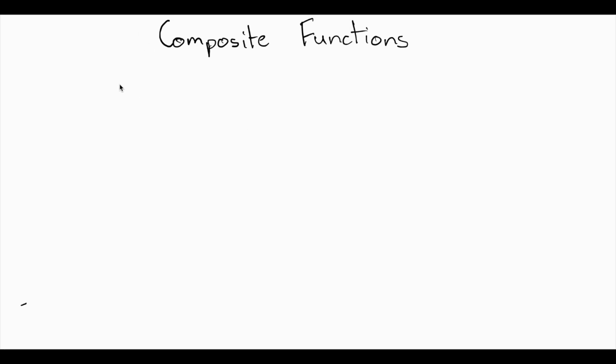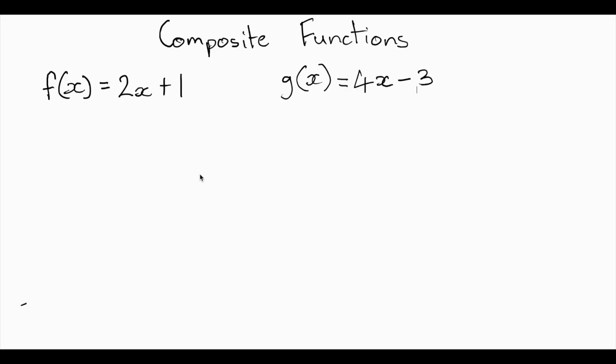So we'll have f of x, and we'll say that is equal to 2x plus 1. The next one we'll have is g of x, which is equal to 4x minus 3. Now, the first part for this section that we're going to do is f of g of 5.